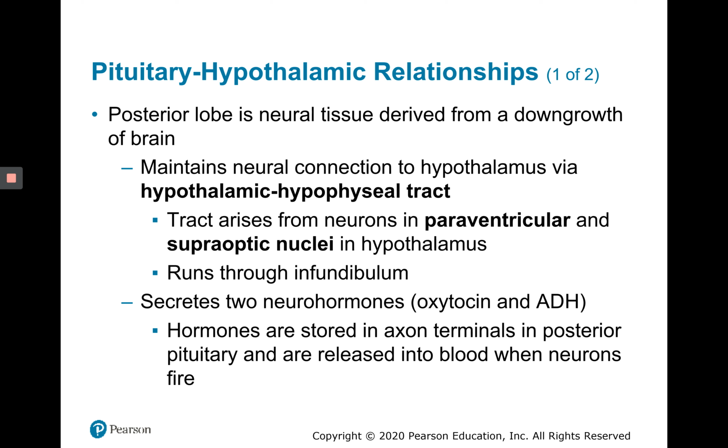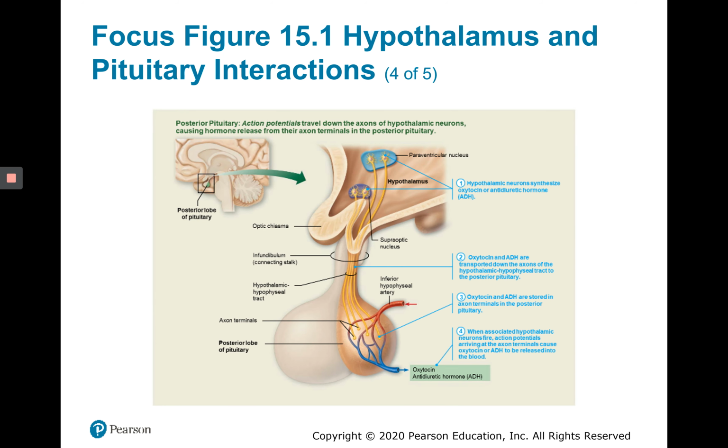That neural connection arises from neurons in the paraventricular and supraoptic nuclei, which are cell bodies and dendrites in the hypothalamus. Their axons or tracts run through the infundibulum, and the axon terminals of these neurons are located in the posterior pituitary. These axon terminals are able to secrete 2 neural hormones, oxytocin and antidiuretic hormone, when stimulated. So the hormones are stored in the axon terminals in the posterior pituitary and are released into the blood when neurons fire. So let's look at that connection between the hypothalamus and the pituitary.